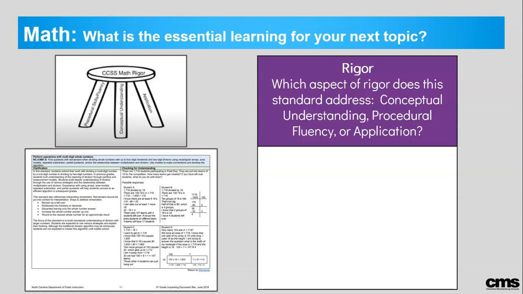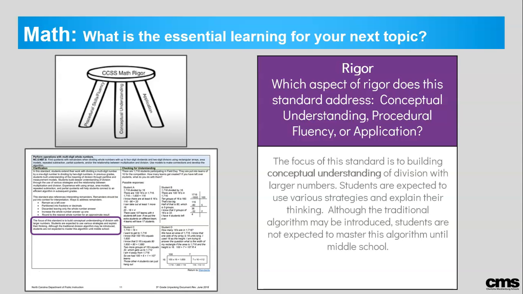Carefully reading the standard and the unpacking can support us in knowing the goal of the NC standard. For NC.5.NBT.6, the unpacking makes this very explicit by stating, "The focus of this standard is to build conceptual understanding of division with larger numbers. Students are expected to use various strategies and explain their thinking. Although the traditional algorithm may be introduced, students are not expected to master this algorithm until middle school."